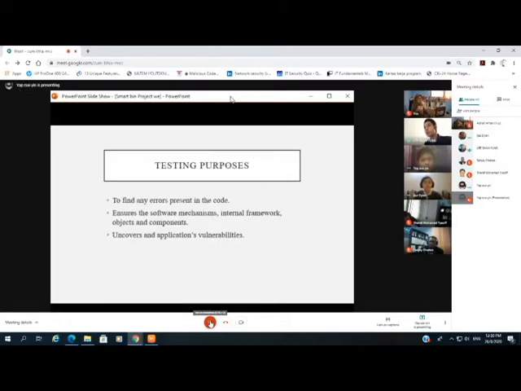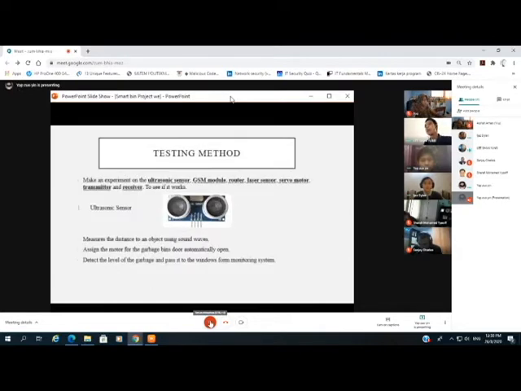For the testing purpose, to find any error present in the code, ensure the software mechanisms, internal framework, object, and components, and uncover application vulnerabilities. Testing method. Make an experiment on the ultrasonic sensor, GSM module, router, laser sensor, servo motor, transmitter, and receiver to see if they work. Ultrasonic sensor.